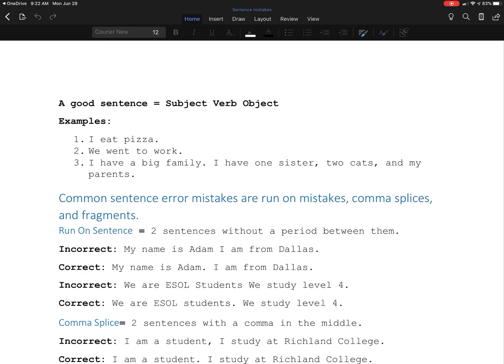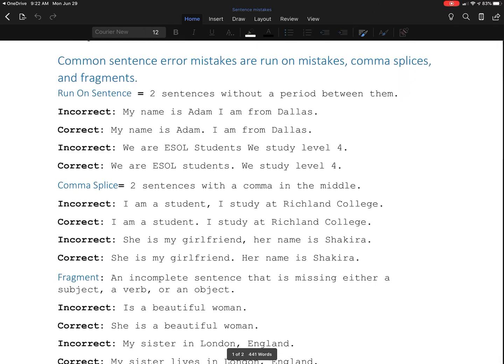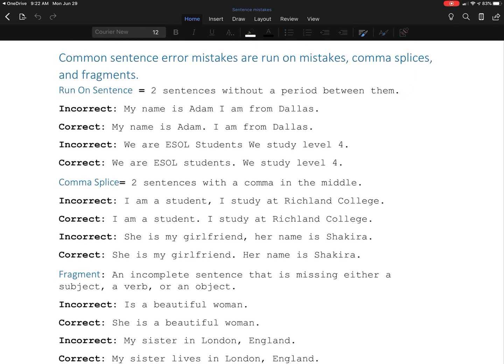When we write, don't forget to use correct punctuation. At the end of a sentence, you always need to have a period, and then we always start the new sentence with a capital letter. Alright? Now in the middle, if we need a comma, we can use them too. Here are a few common mistakes that students make.